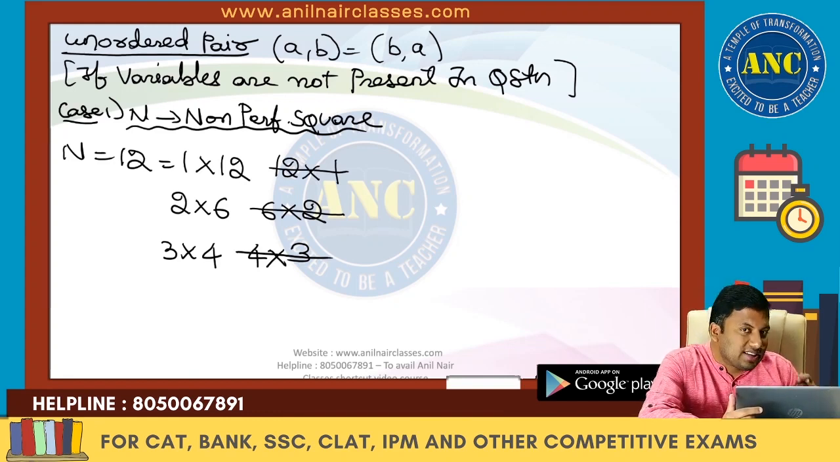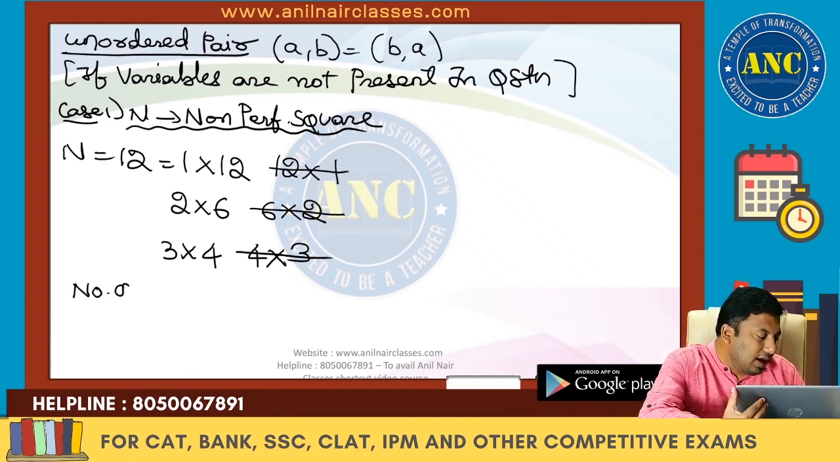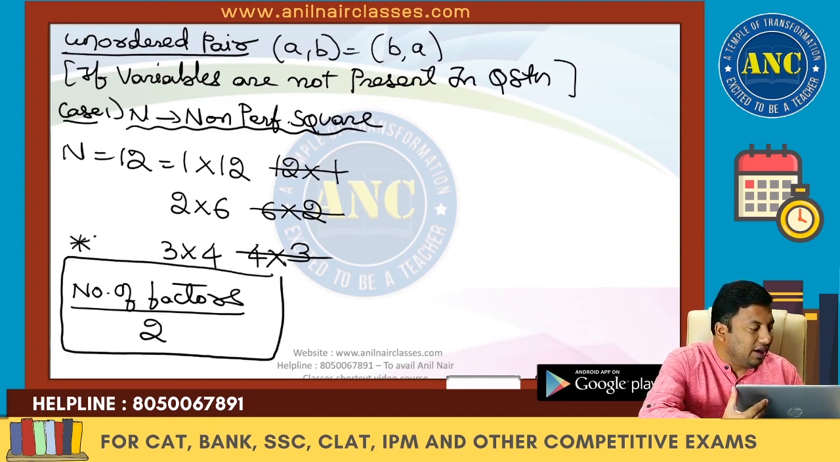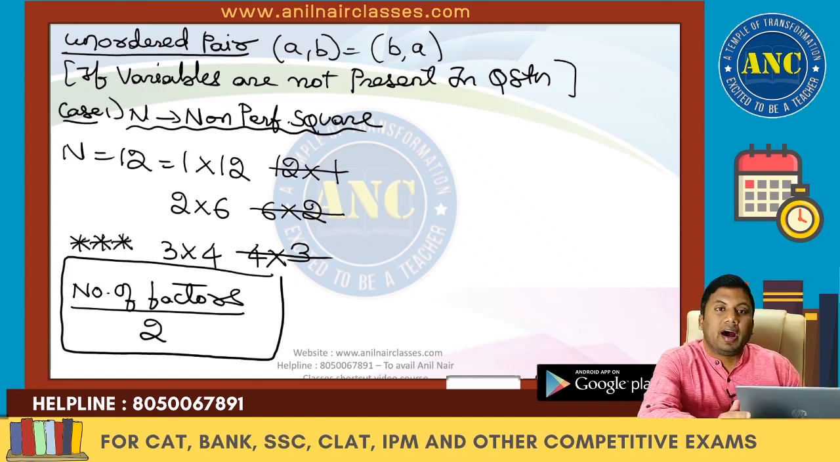Even though you got 6 cases, 3 of them are duplicated. Half of them will be duplicated. That means there are 6 factors: 1, 2, 3, 4, 6, 12, and half of them are eliminated because the reverse is not possible. So the answer is the number of factors by 2. If N is a non-perfect square, in an unordered pair, it is always the number of factors by 2.